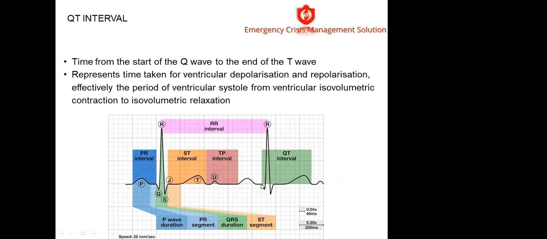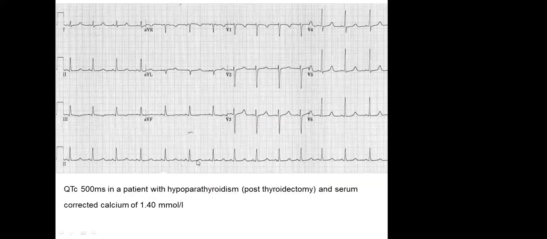From the start of the Q wave to the end of the T wave is the time when entire ventricular depolarization and repolarization has happened. So when you want to calculate this, you see that in the usual format, if this is a normal ECG, QT is less than half of RR. But if you see the previous ECG, QT is nearly half of RR.